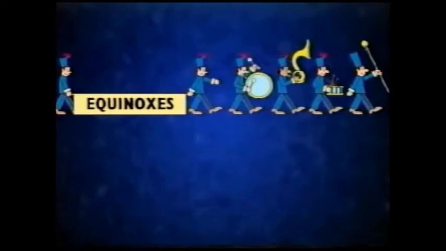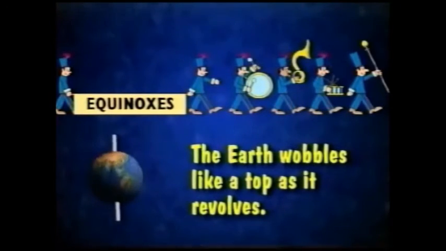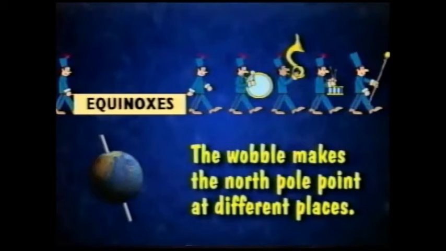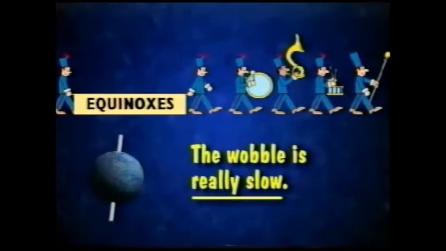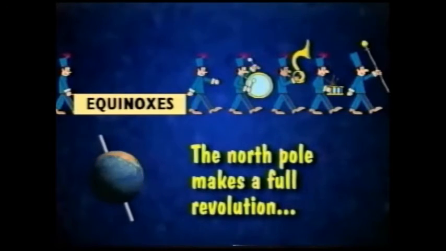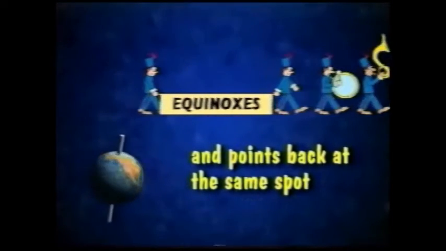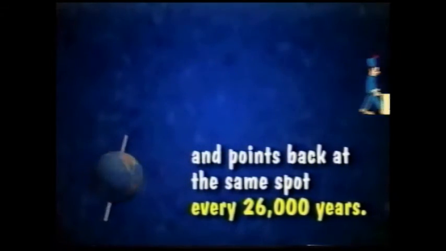This refers to the fact that the Earth wobbles like a top as it revolves. The wobble makes the North Pole point at different places. The wobble is really slow, however. The North Pole makes a full revolution and points back at the same spot every 26,000 years.